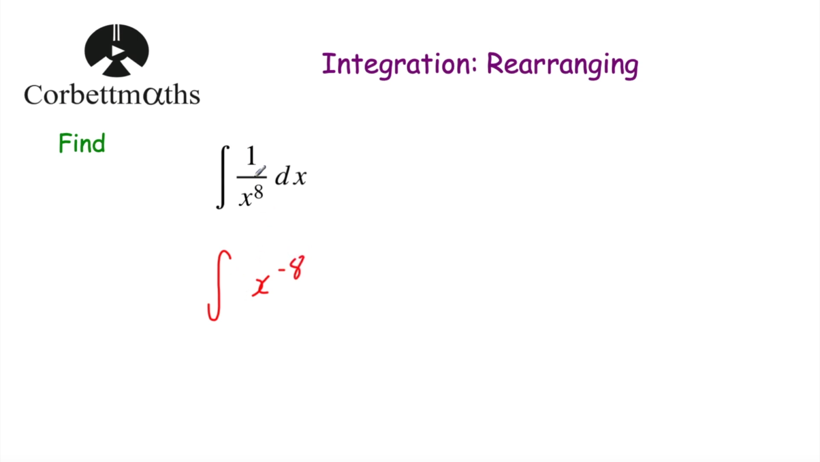Now, I've not written the 1 there because obviously we know that if we've got x to the power of negative 8, it's the same as 1 over x to the power of 8, and if you did bring it up and put it beside the 1, well, you've got 1 times this, so there's no point in really having the 1 there, and then dx.